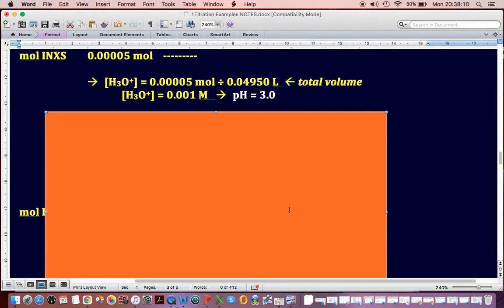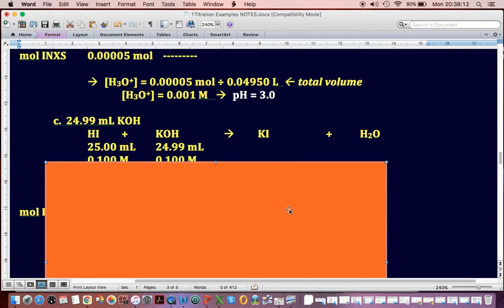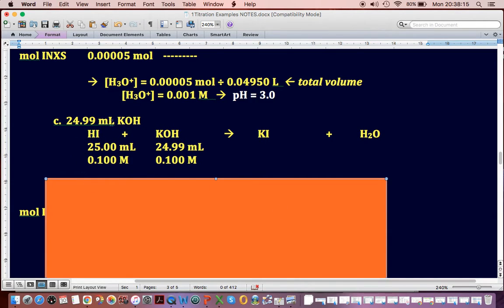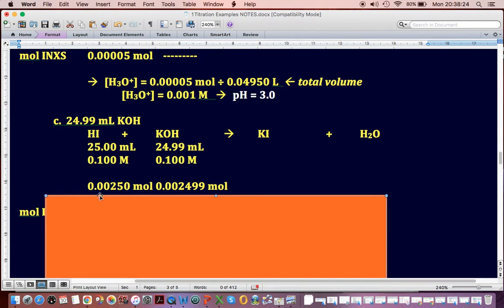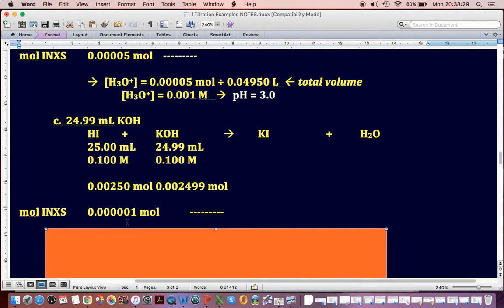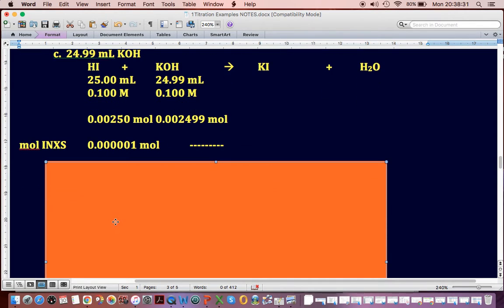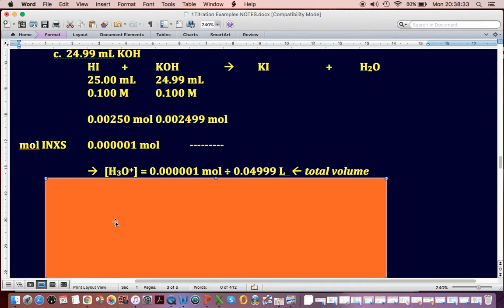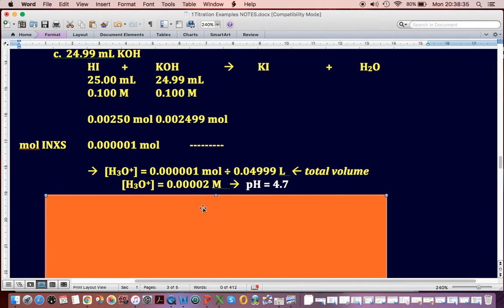In question C, we're getting closer. We're just 0.01 mL away from being the equivalence point. Exact same procedure, volume concentration, we get the moles of each, and we see the HI is still barely in excess. So we have this tiny number of moles. I'm kind of neglecting sig figs. I divide by my total volume, and now the pH has moved from 3.0 roughly to approximately 4.7. There's a certain amount of latitude there.